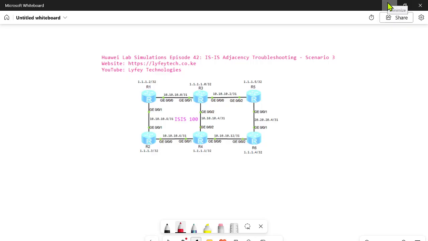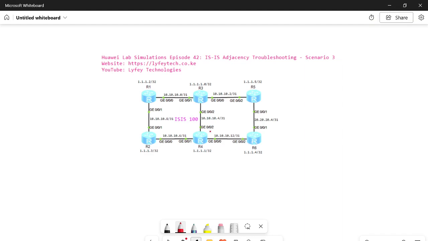So this is another episode of our Huawei Lab simulation series, and in this episode we'll be discussing the third scenario that could cause the ISIS adjacency to fail to come up. So you've configured your ISIS on the routers, you've activated it on the interfaces, and when you check the adjacency, it's not coming up. In our last two episodes, we've discussed two scenarios that could cause the ISIS adjacency to fail to come up.